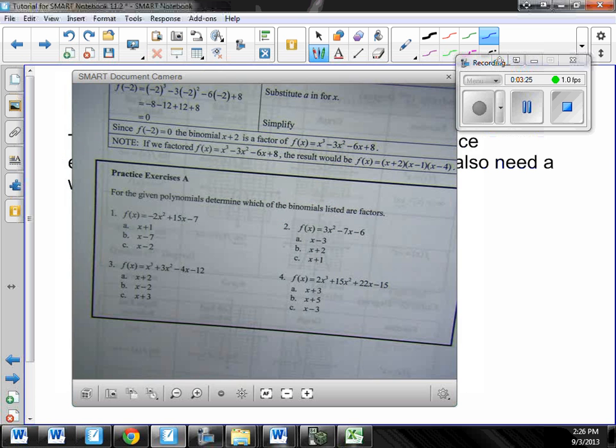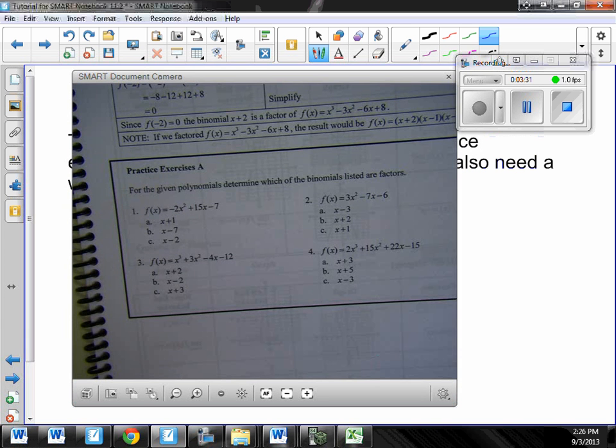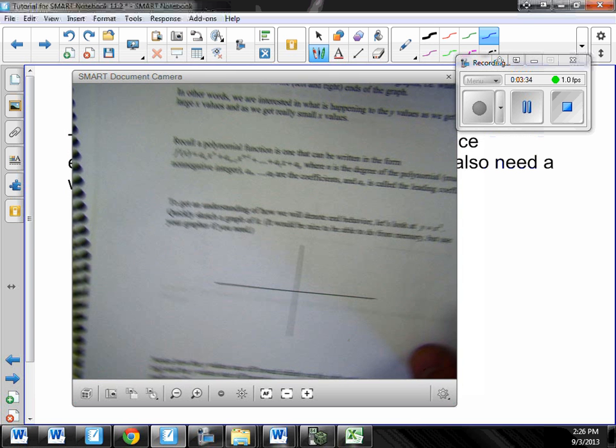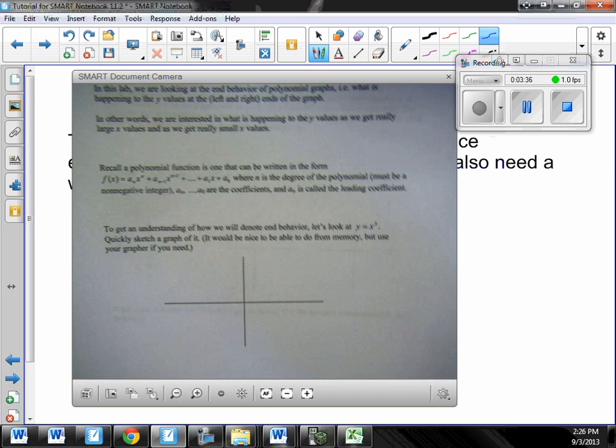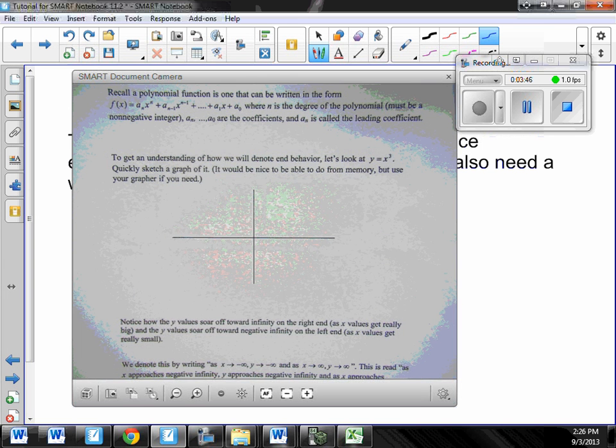Yep. And look at this polynomial functions and behavior worksheet. Hey, you're here. So you need to do page 9 for your homework.